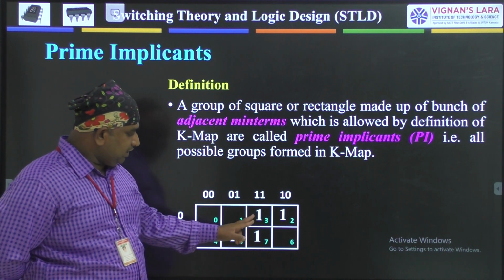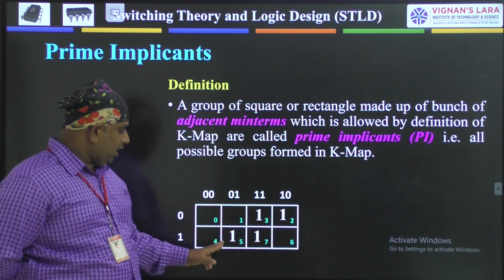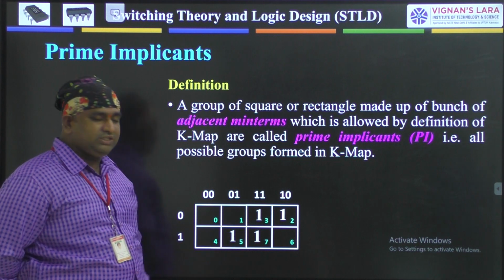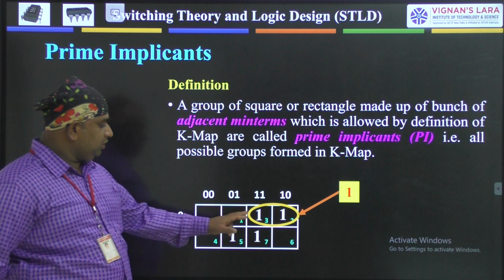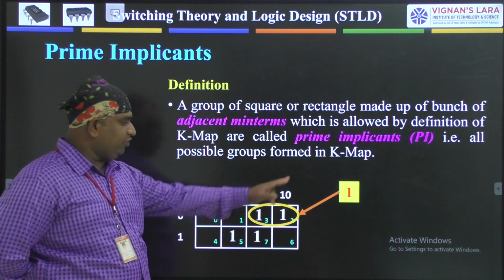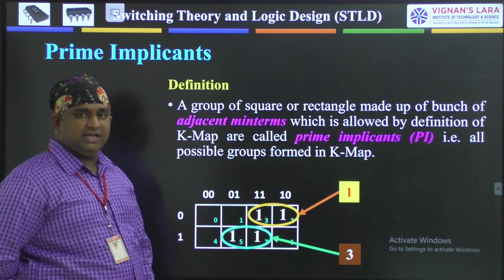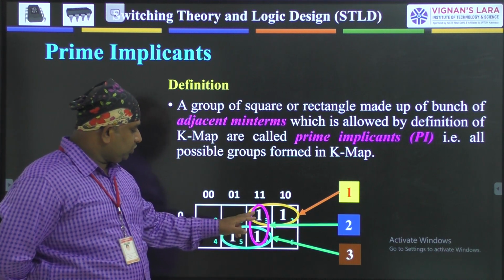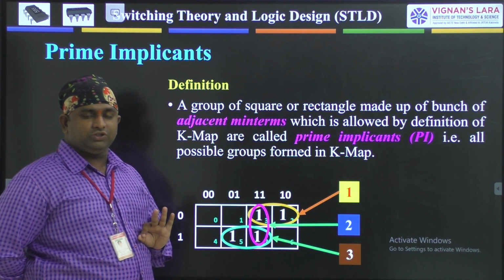If there is any chance to form a group, you have to form all the groups. See here, there is a chance of grouping. 3-2 we can make a pair, 5-7 we can make a pair, and 3-7 we can make a pair. First I have framed 2-3 as a group, that is the first one. Next 5-7, another group. Next 3-7. Here we have three possible combinations of groups.